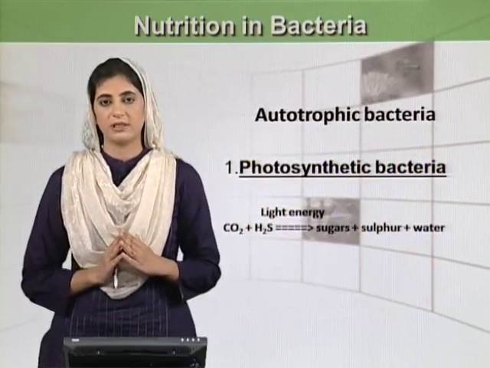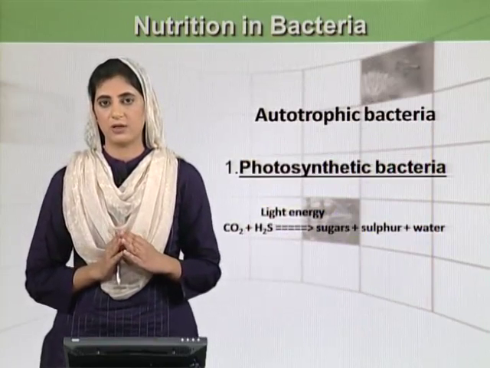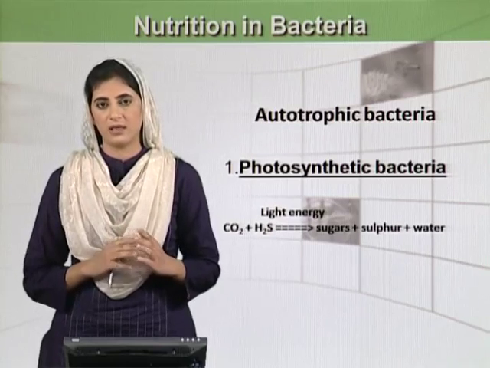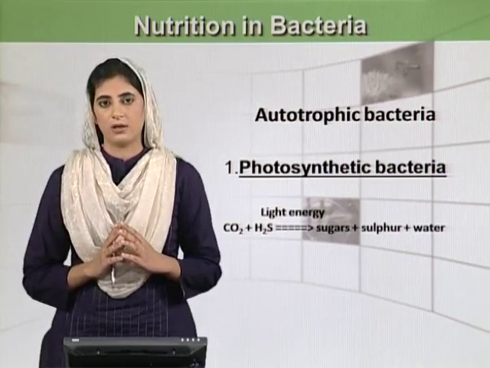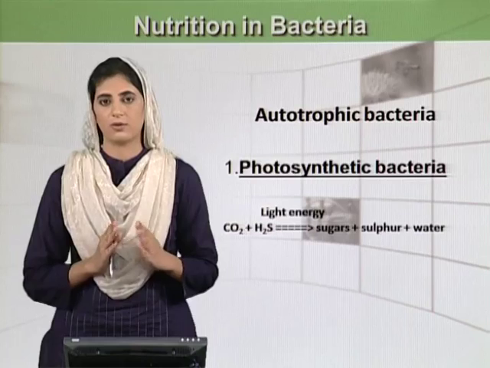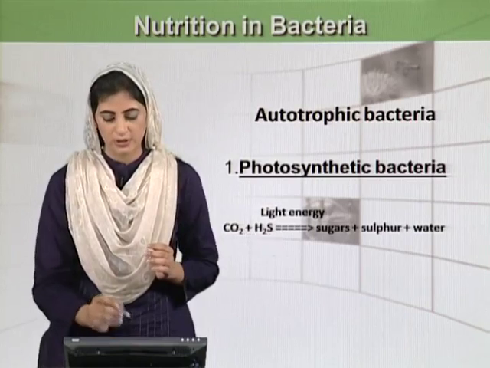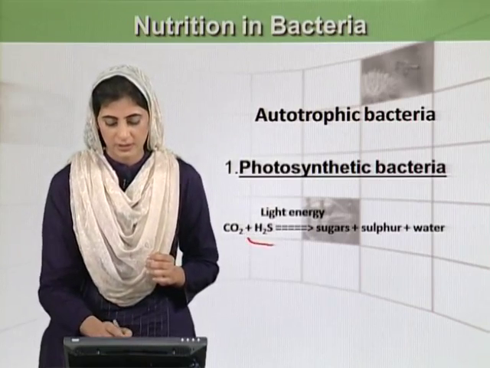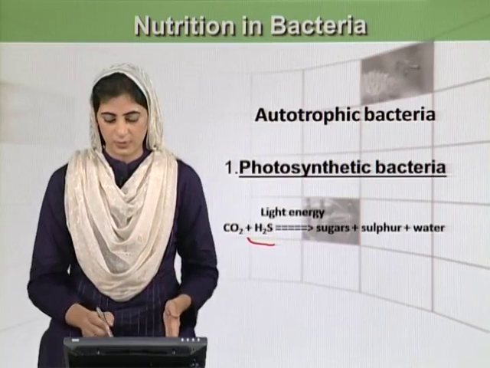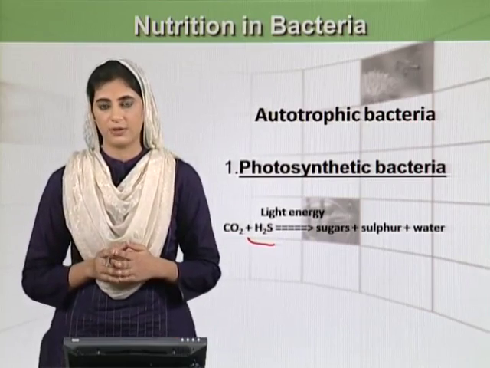And autotrophic bacteria are in turn divided into photosynthetic autotrophs or chemosynthetic autotrophs. Photosynthetic autotrophs have chlorophyll in them and they can manufacture their own food, like the process carried out in plants, but the difference is that the chlorophyll is different from that of plants, and they utilize hydrogen sulfide instead of water, which is used in plants, and the process goes on and sugars and sulfur or water are produced.